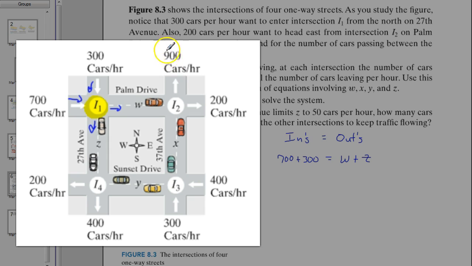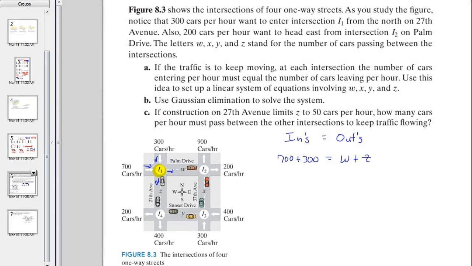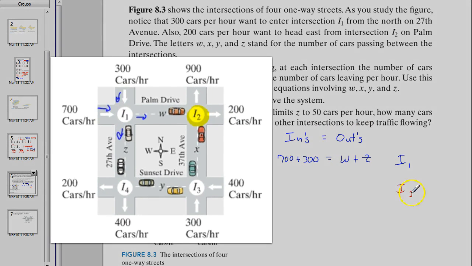Now, in I2, the second one, again, ins equals outs. For I2, the ins coming into that intersection: W, the way that road is going, is coming in to I2, and the way this road is going upward, it's a one-way road, X is coming in. So in this case, W and X are the ins, so W plus X equals, and then the outs coming out of that circle are 900 and 200. So equals 900 plus 200.